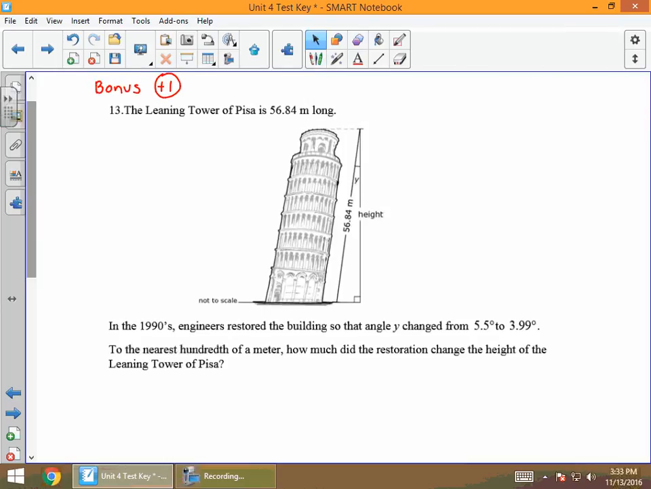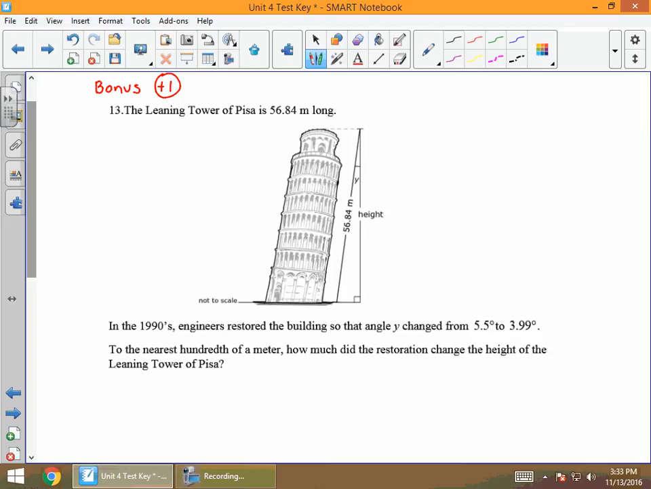So let's take a look at this bonus question. It wants to know the Leaning Tower of Pisa is 56.84 meters long. That is the length that you see along the diagonal. That is the hypotenuse of the triangle on the right. And it shows you angle Y. And it also defines the height. It says in the 1990s, engineers restored the building so that angle Y changed from 5.5 to 3.99 degrees. To the nearest hundredth of a meter, how much did the restoration change the height of the Leaning Tower of Pisa?